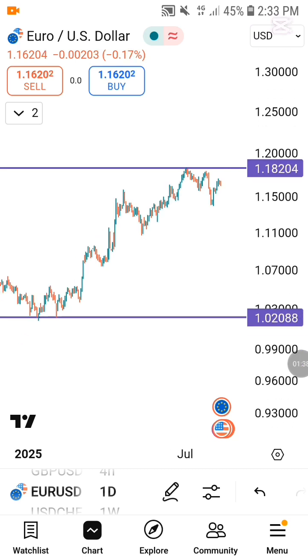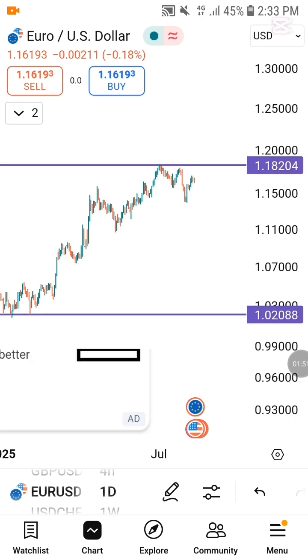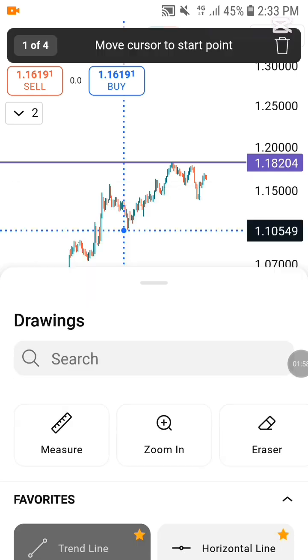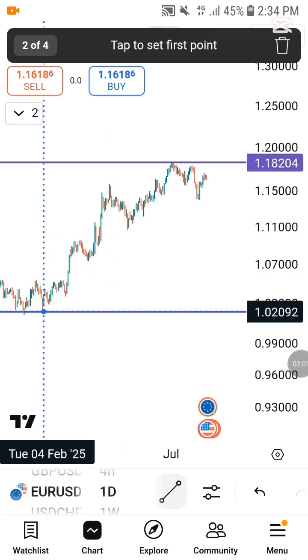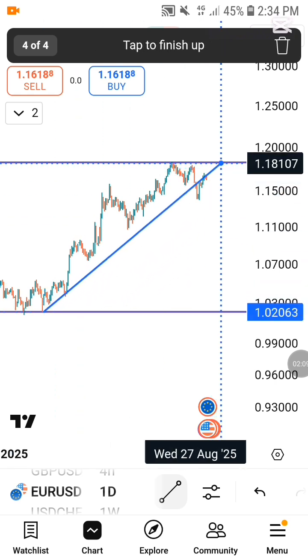So take your trend line from the origin. Do you get? Take your trend line from the origin in whichever direction you are trading. If you are trading bullish or bearish, make sure you take your trend line from the origin of the market. So we are going to take this trend line from this origin. This is the origin of this market. Can you see? Now we take this trend line straight like this. Now we have plotted our trend line.